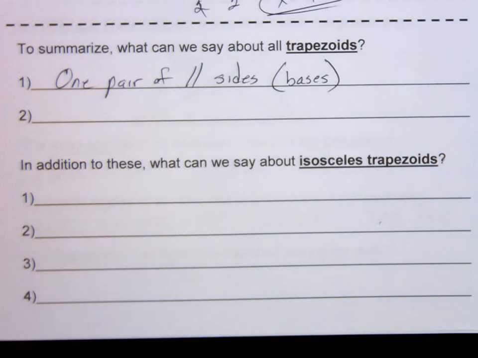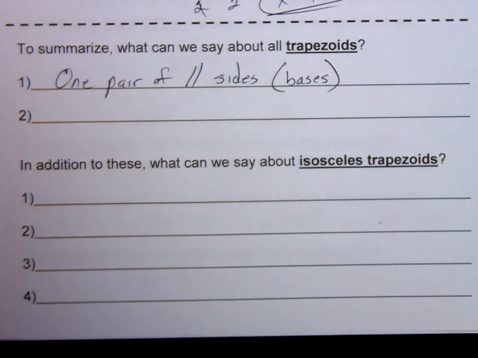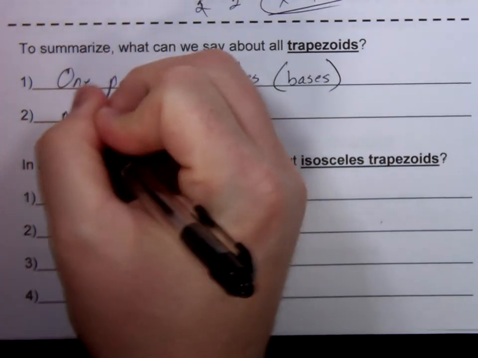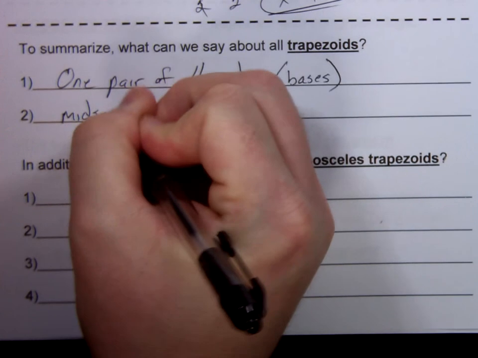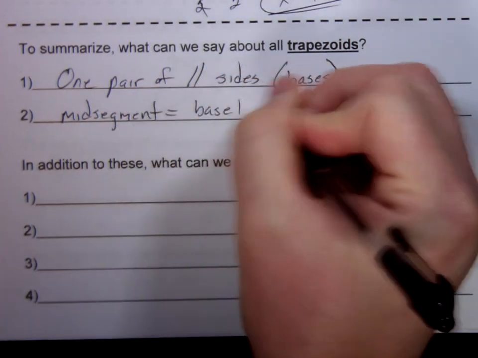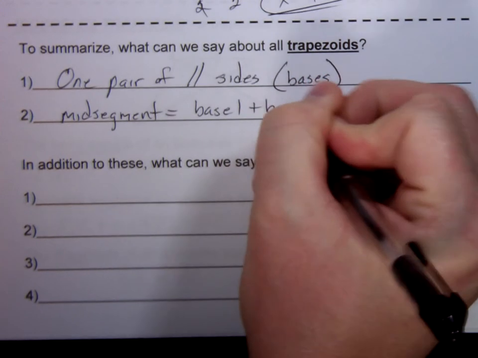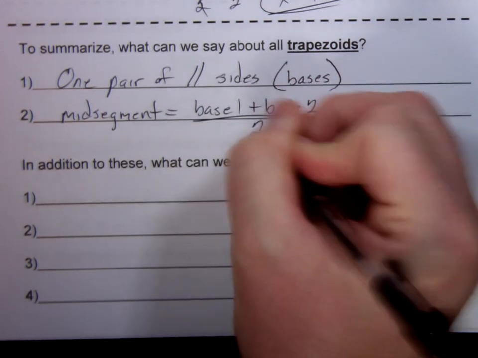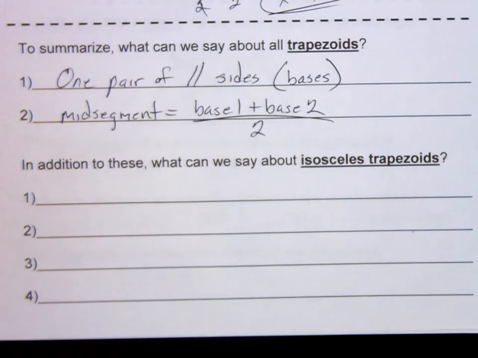The other thing that works for all trapezoids that you might not think to write down is that whole thing with the mid-segment. The mid-segment is equal to base 1 plus base 2 divided by 2. And that works for all trapezoids, not just isosceles trapezoids. That mid-segment formula works for all trapezoids.